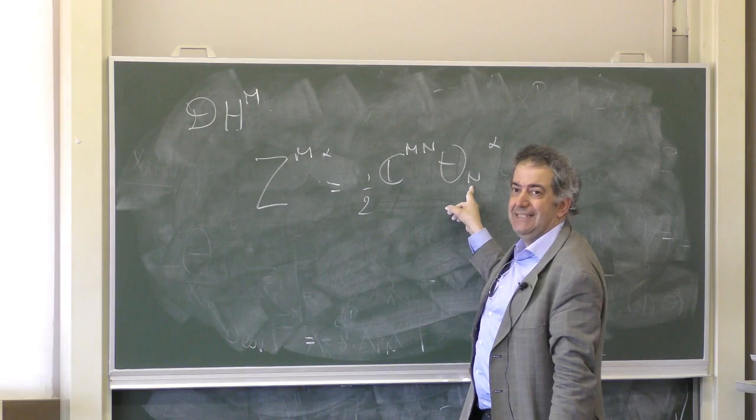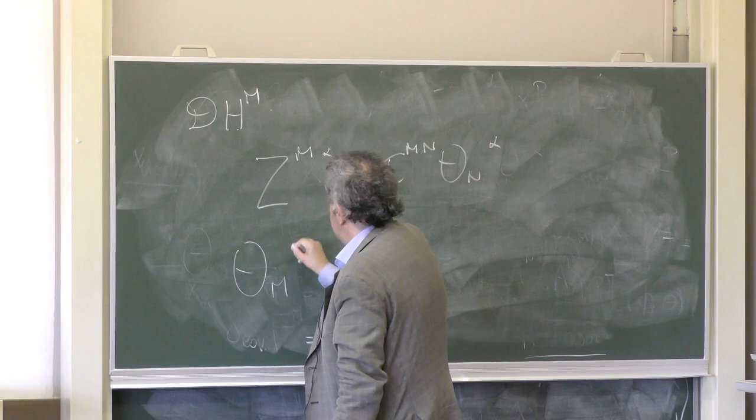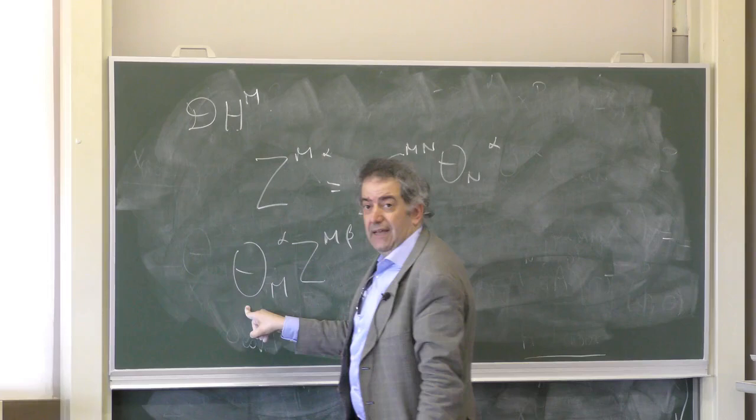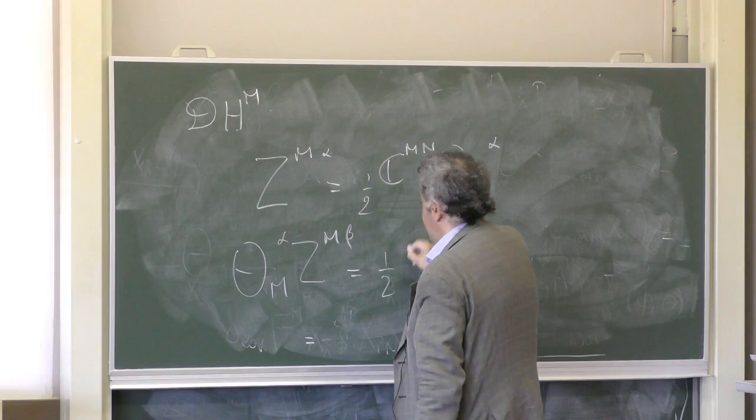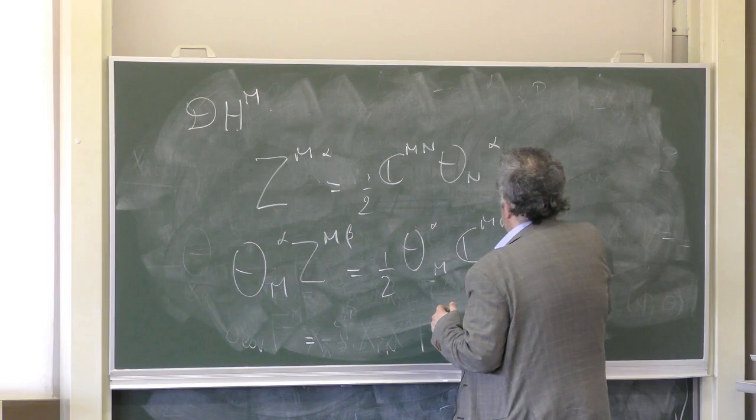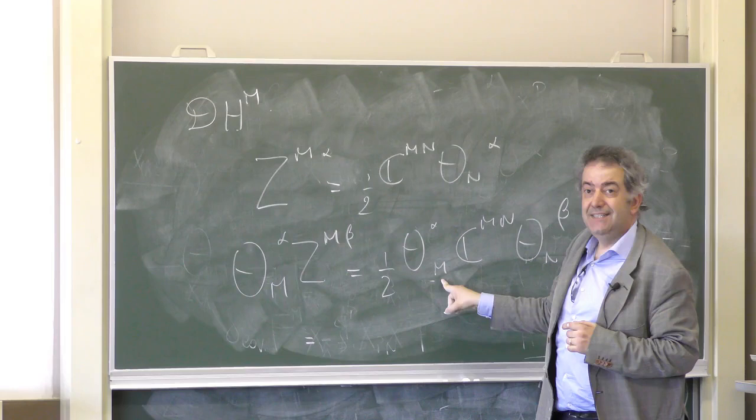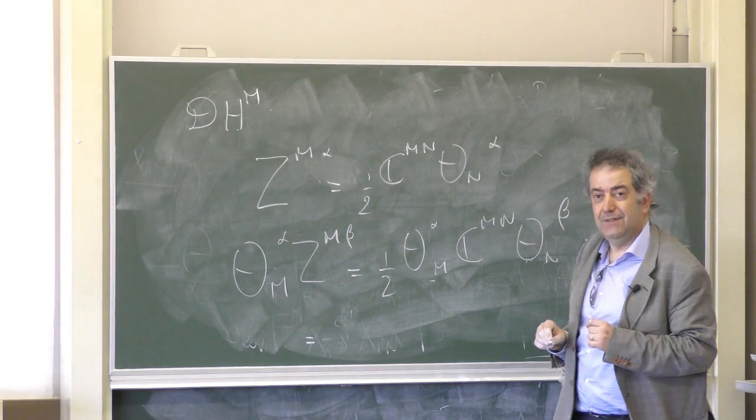But if we contract Z with theta, you see there is a C tensor here. So what we end up with is 1 half theta alpha M C M N theta N beta. What is this? This is the locality constraint. So this gives 0. It's one of the constraints. Okay? So this is important.